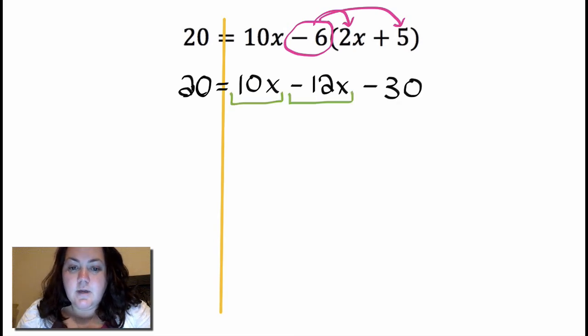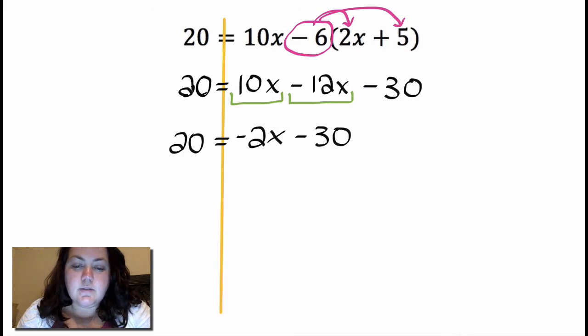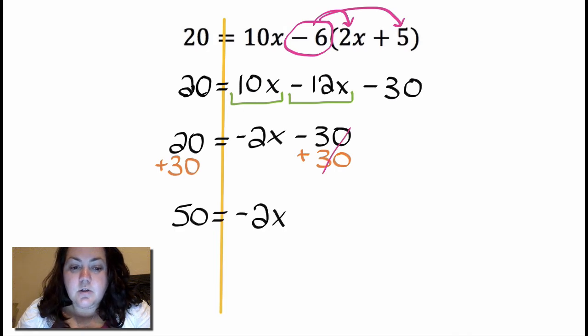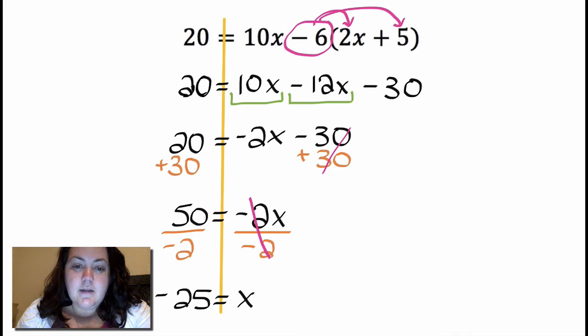On the right side, I have two x terms, so I can combine those. 10x minus 12x becomes negative 2x, and bring everything else down. So I have 20 equals negative 2x minus 30. I want to get x by itself, so I'm going to get rid of that minus 30 by adding 30 to both sides. 20 plus 30 is 50, so I have 50 equals negative 2x. Divide both sides by negative 2 to get x by itself, and I get negative 25 equals x.